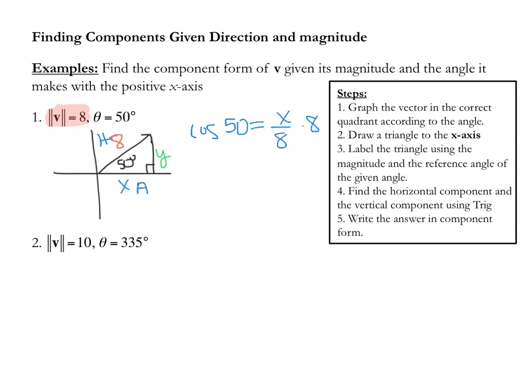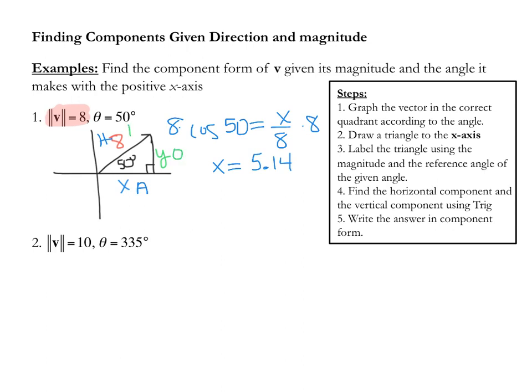And then we're going to multiply by 8 on both sides, and we'll get x is equal to, type that in your calculator, 5.14. That's what that should come out to. And then we're going to do a similar thing for the vertical component.